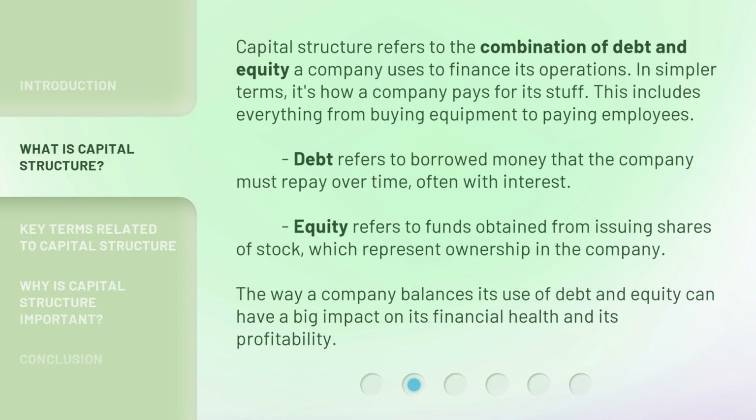Debt refers to borrowed money that the company must repay over time, often with interest. Equity refers to funds obtained from issuing shares of stock, which represent ownership in the company. The way a company balances its use of debt and equity can have a big impact on its financial health and its profitability.